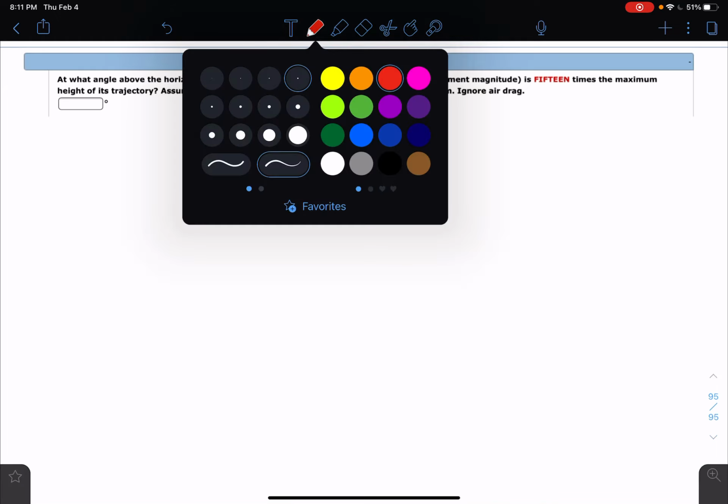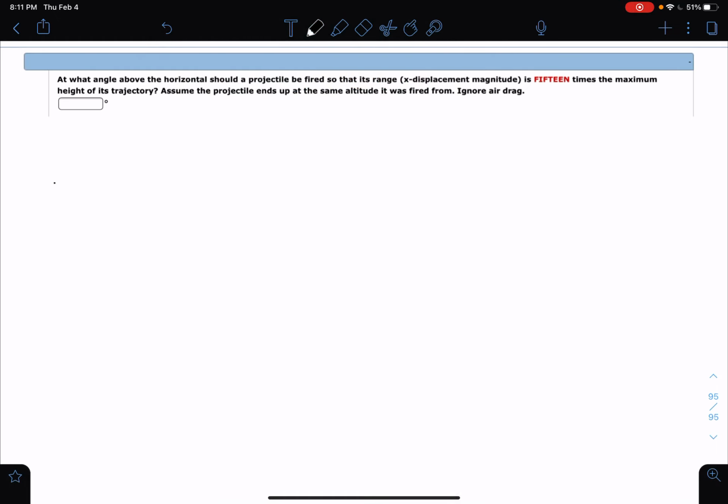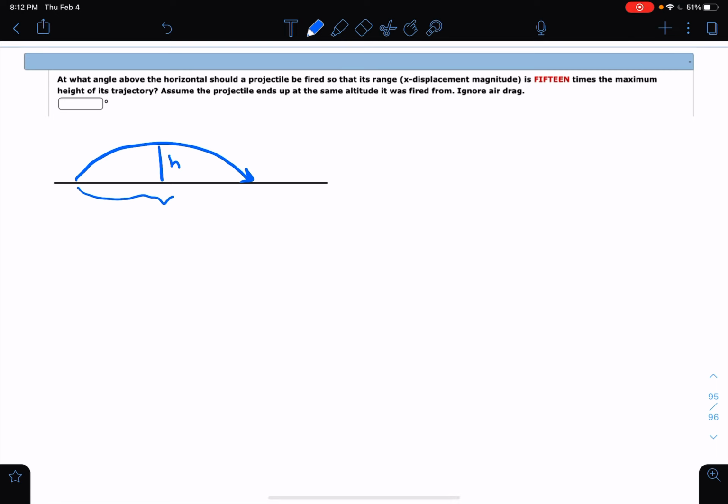Okay, so what's going on here is we're firing some kind of projectile, and it's doing something like this. This right here, that would be its max height, which I'll represent with an H. And then from here to here, this is called the range, which I'm going to use a capital R to represent. That's the range.